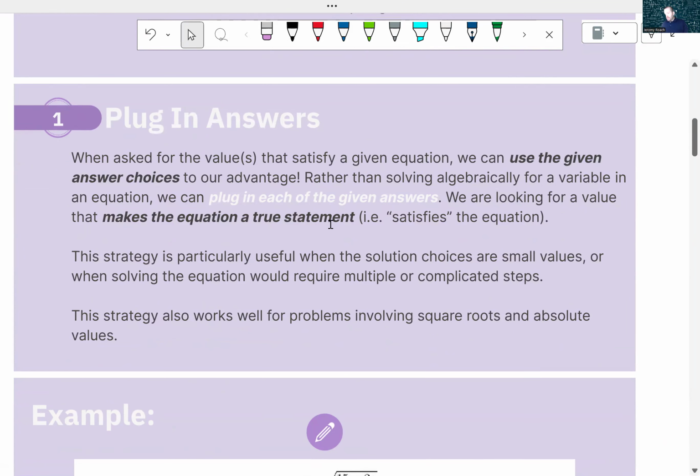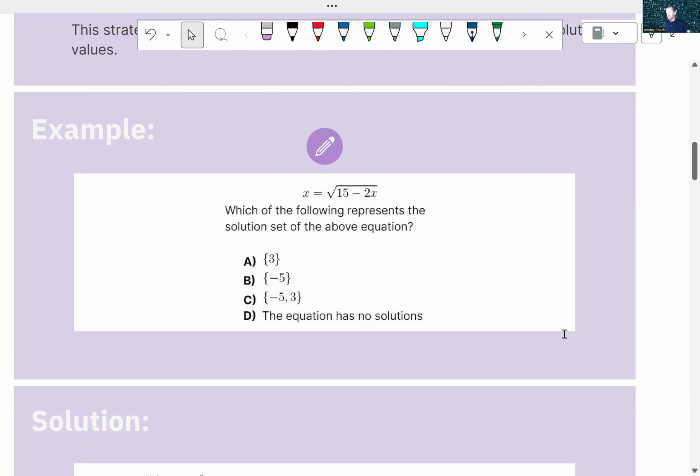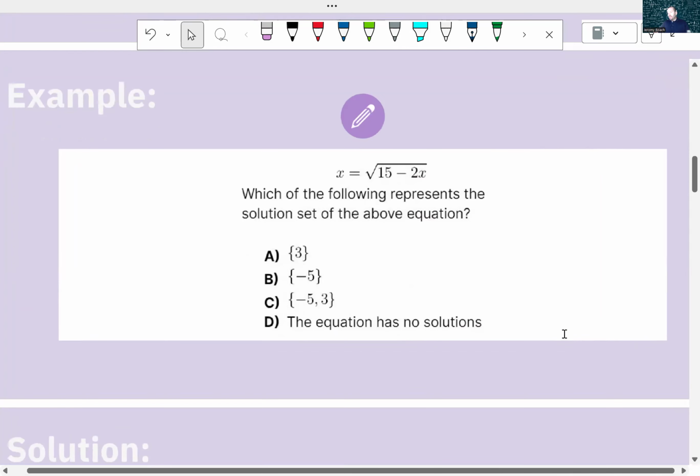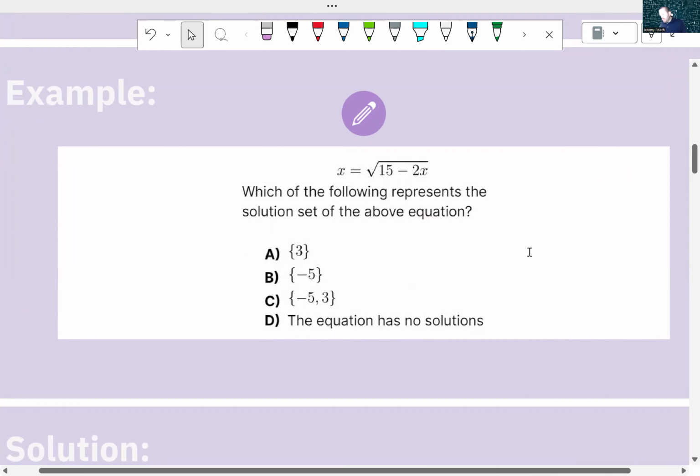So again, if we have an equation, rather than solving the whole equation, we can plug in the numbers for that equation. Let's take a look at a quick example here. We have x is equal to the square root of 15 minus 2x. And it says, which of the following represents the solution set to the above equation? This basically just says what does x equal?